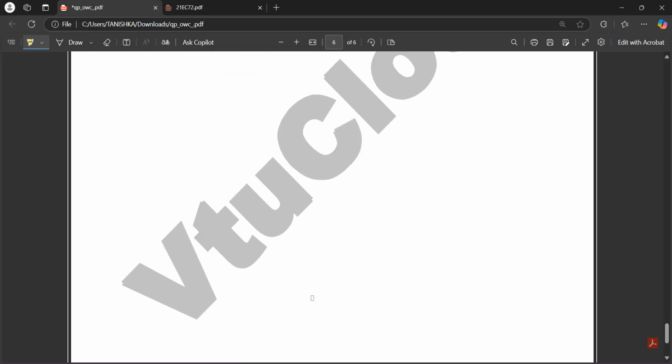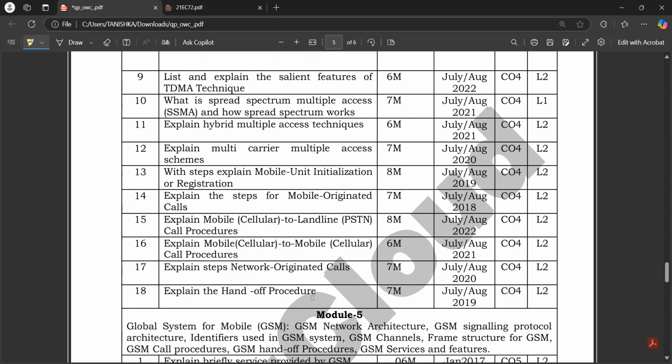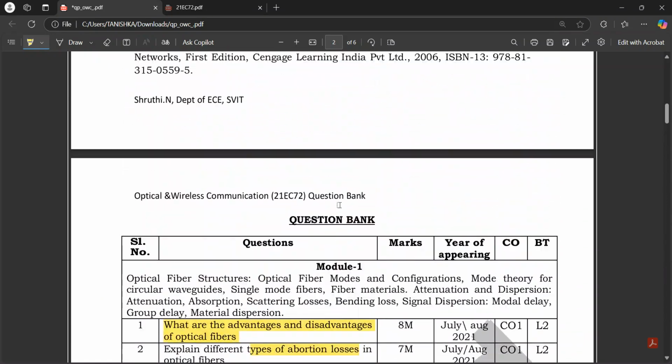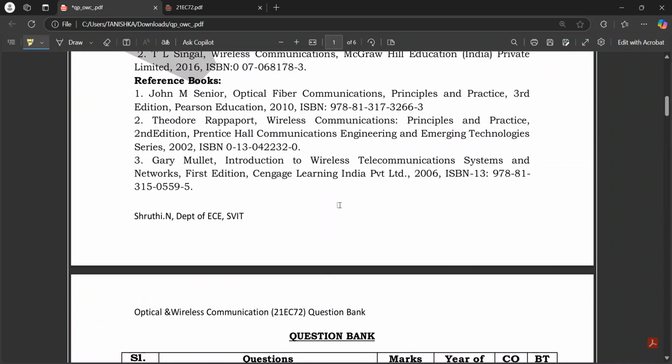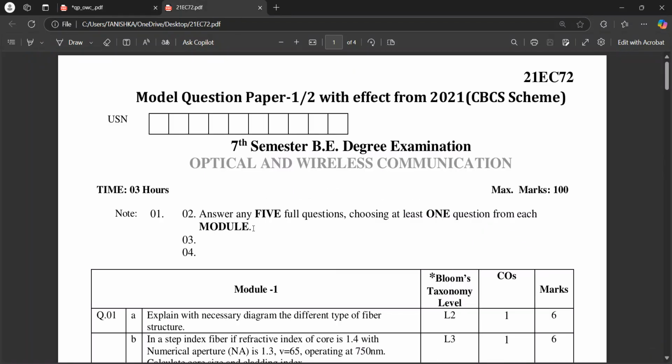So these are the important questions, or the question bank. So these are the questions from the question bank of VTU Cloud. You can refer to these questions after you study the model question paper. So first you please study the questions from the model question paper.